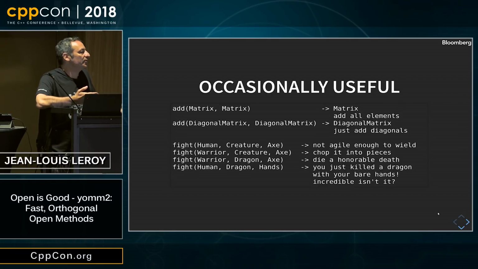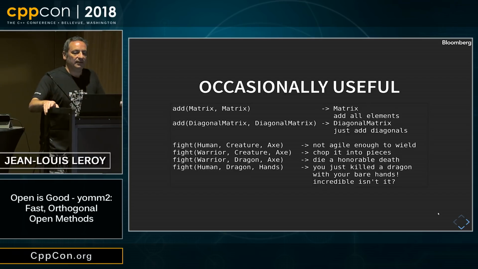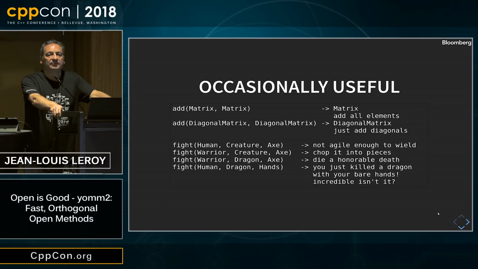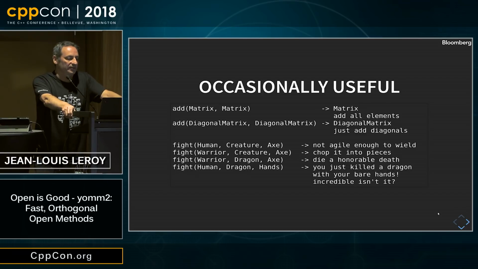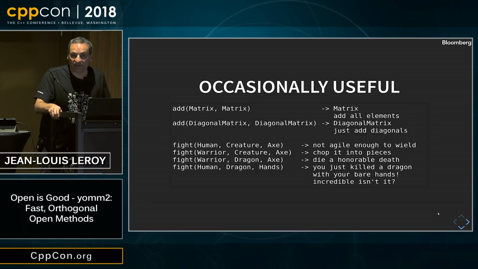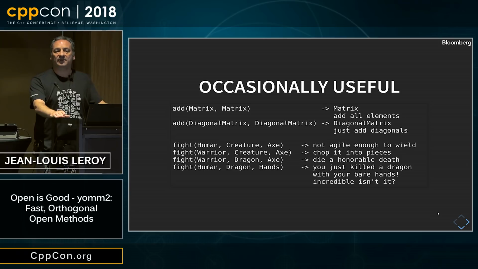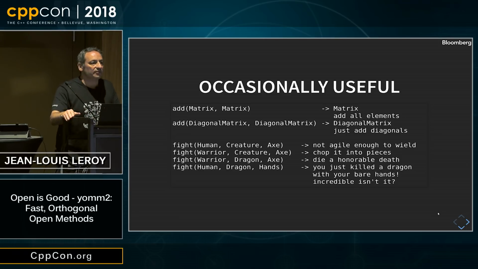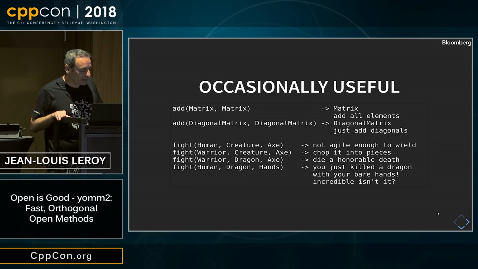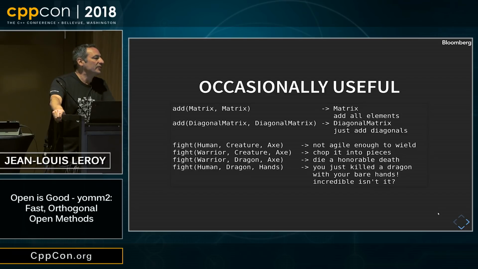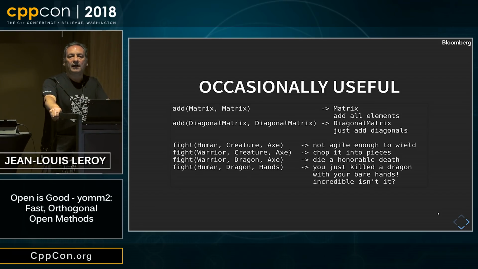But if you know that both matrices are diagonal matrices, and if you know that only at runtime, then you want to pick a better algorithm. You just want to add the diagonals and return a new diagonal matrix, which will store only the diagonal. This is an example of multiple dispatch. It's something that you can implement using double dispatch. It's a well-known technique, yeah.